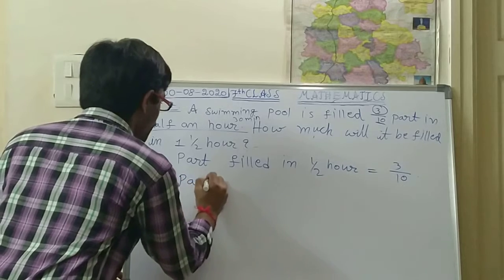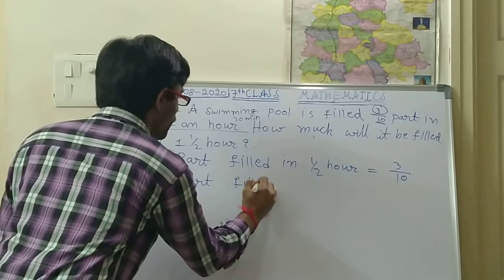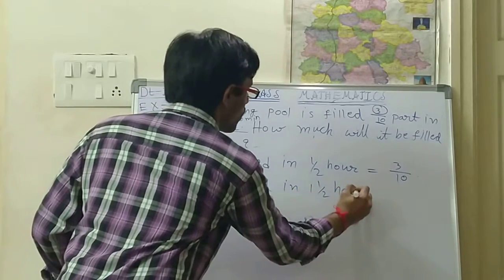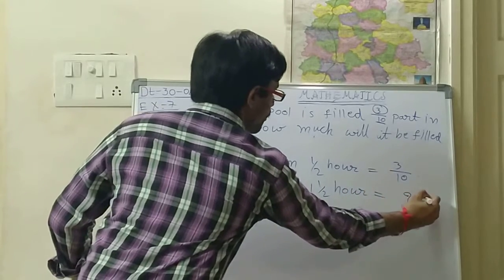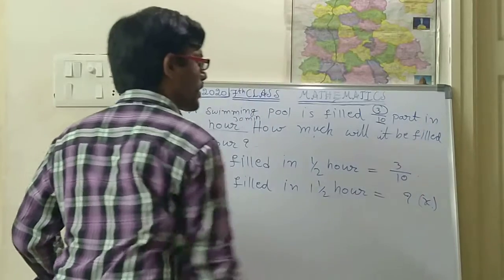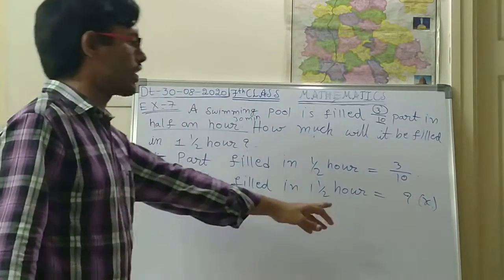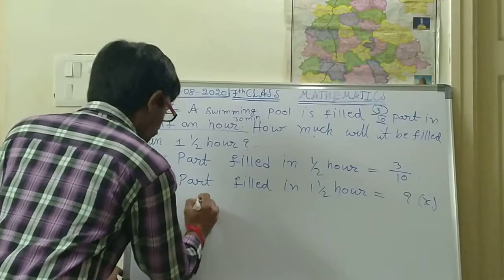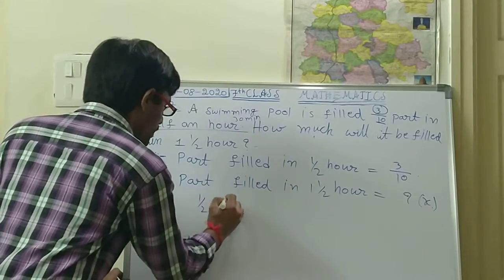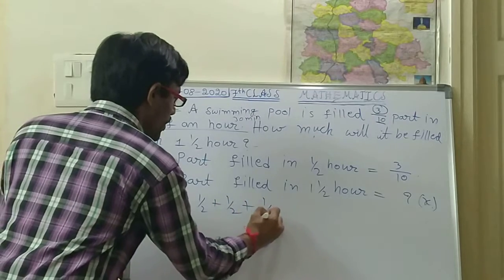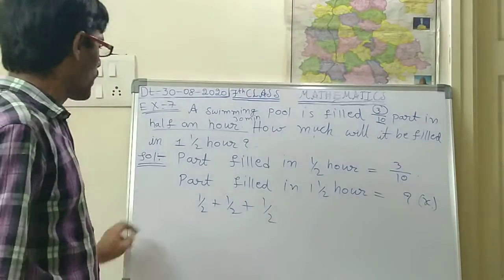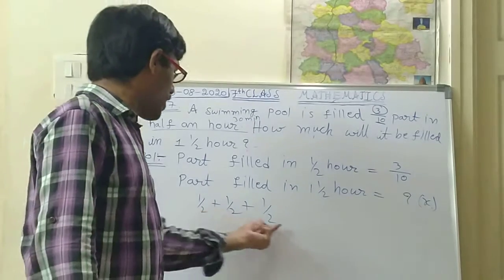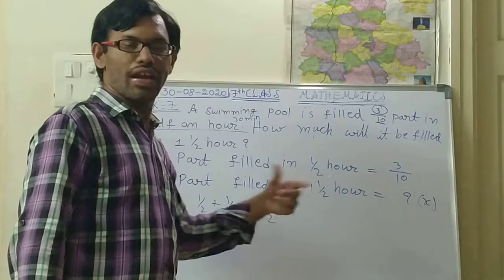So part filled in 1.5 hour. So this is the question mark. Let it be x. Okay, just imagine that it is x. So part filled in 1.5 hour. 1.5 hour means, can I write like this? 1.5 hour means half an hour plus half an hour plus half an hour. Can I write like this? That means half an hour plus half an hour is 1 hour. So 1 hour plus half an hour is 1.5 hour. Can I write like that?